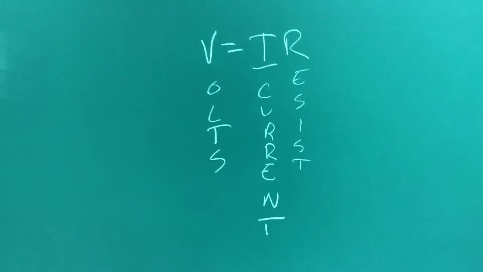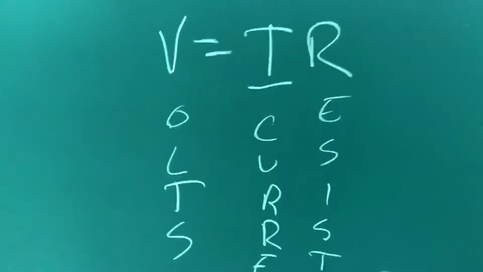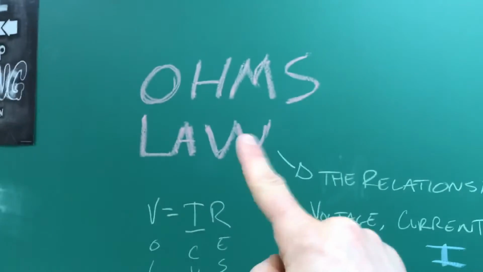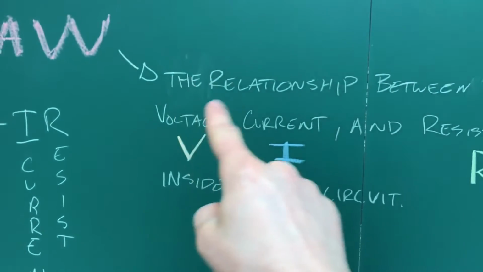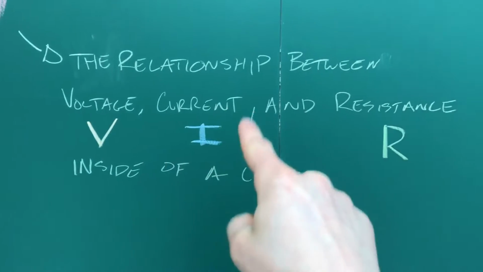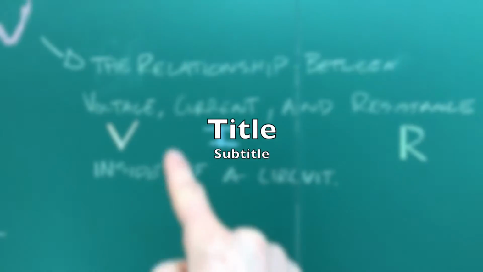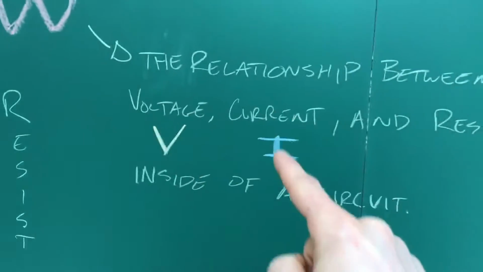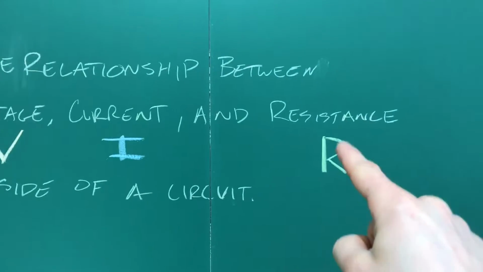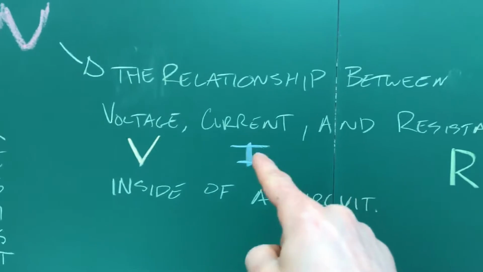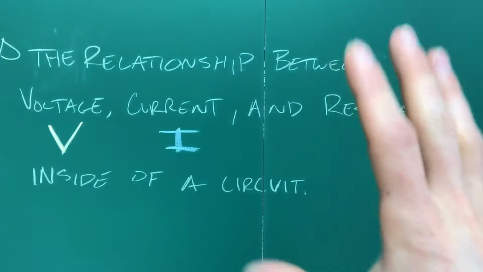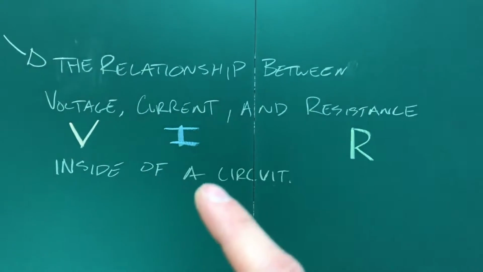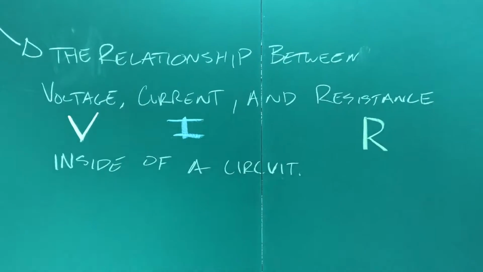Okay, so V equals IR, and you need to know that Ohm's law, V equals IR, is the relationship between voltage, current, and resistance inside of a circuit. Voltage and current have a relationship because of resistance, and resistance has a relationship with current because of voltage. Let's just talk about what voltage is, current is, and resistance is.